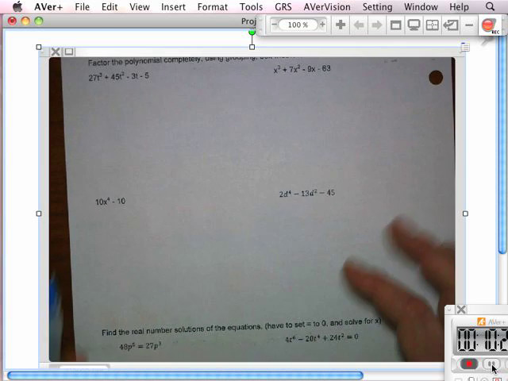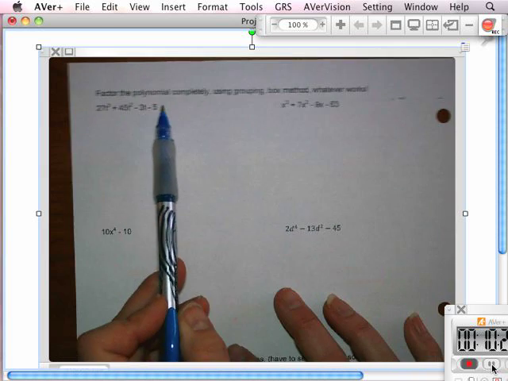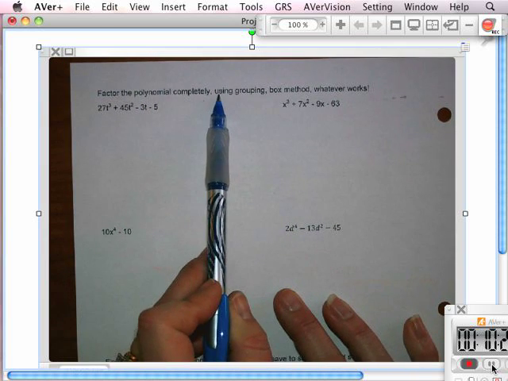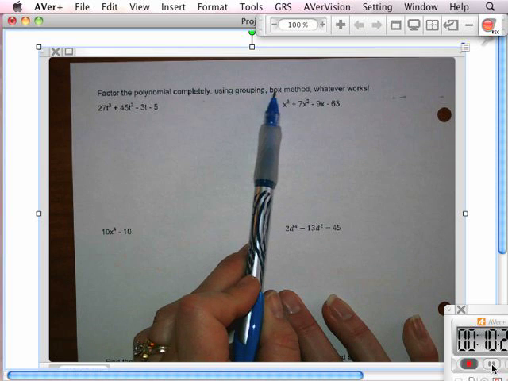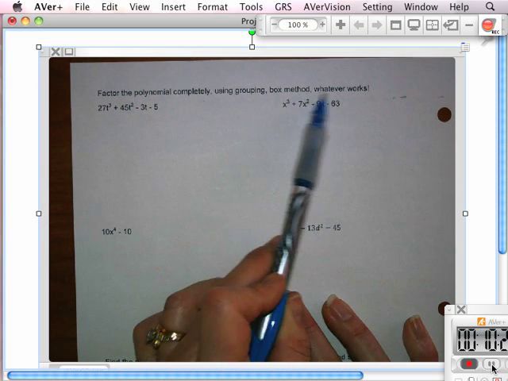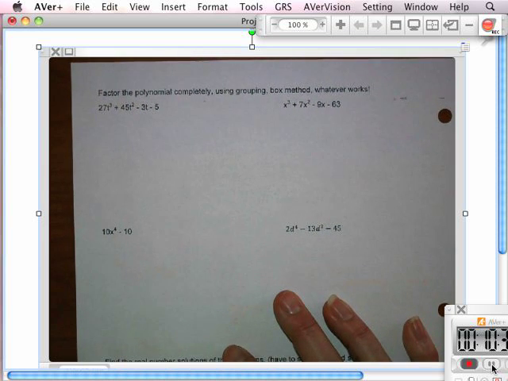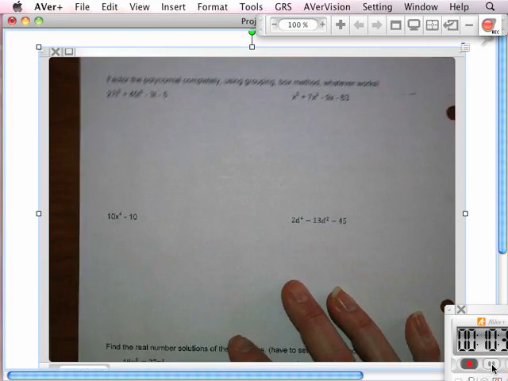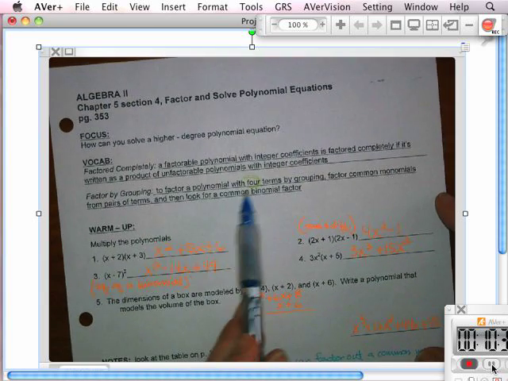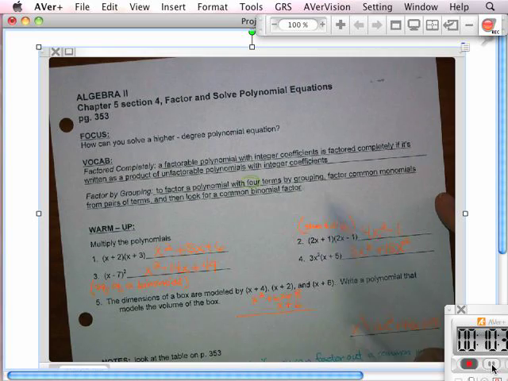Now, part of what you're going to be doing in this section is factoring a polynomial completely. And you have to decide which method works best: grouping, box method, whatever. Let's review grouping. When you have, as it says here, a polynomial with 4 terms, you can factor it by grouping. Sometimes that's the easiest way to do it.